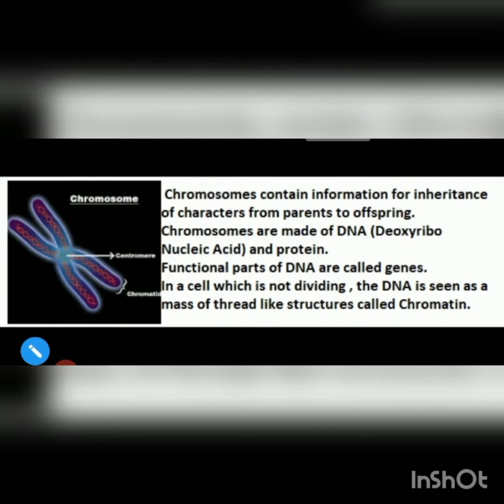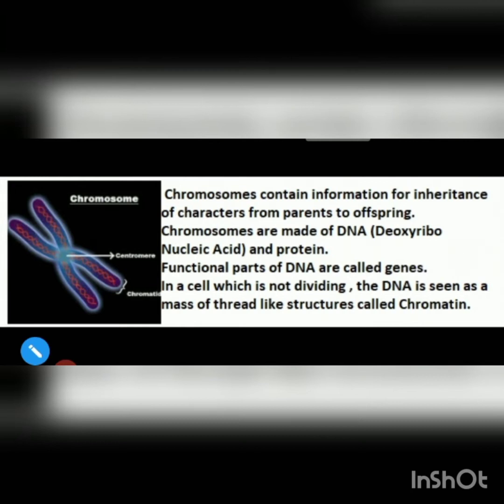The chromosomes are made up of DNA and proteins. The full form of DNA is Deoxyribo Nucleic Acid. So chromosomes are made of DNA and protein. The functional parts of DNA are called genes.